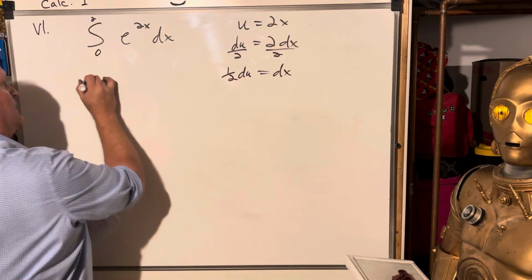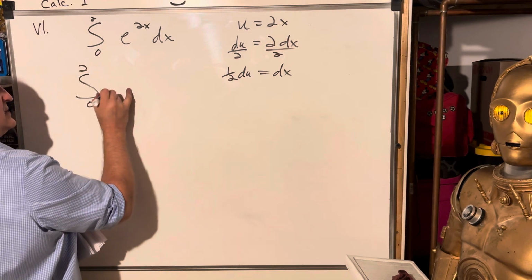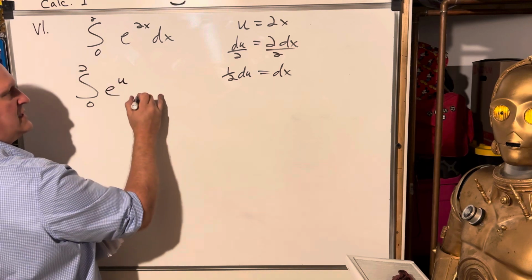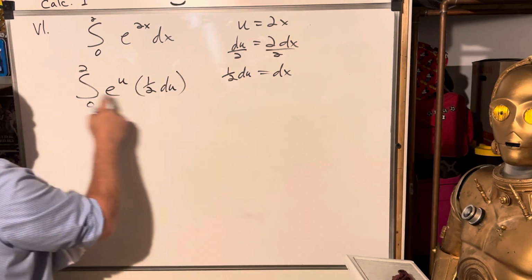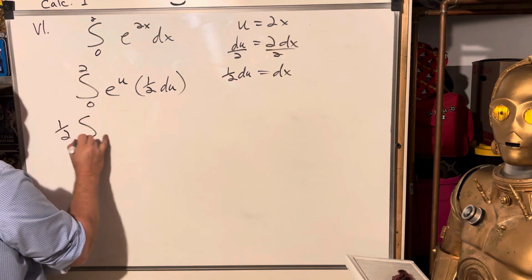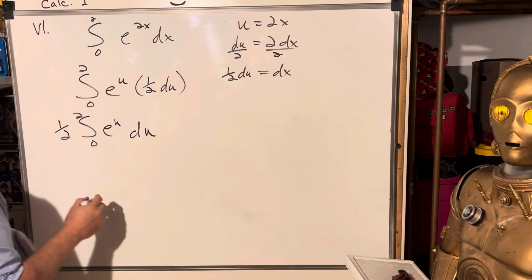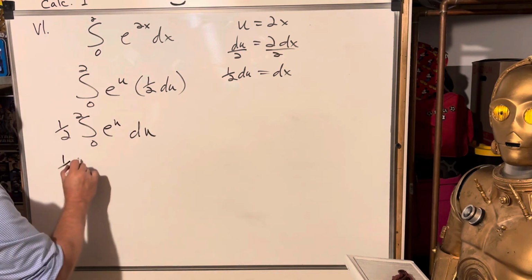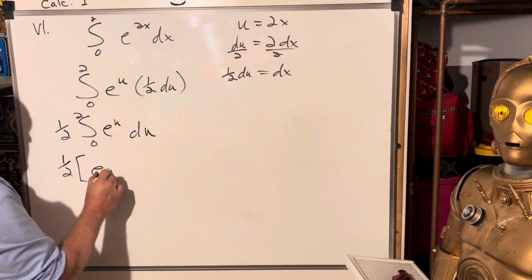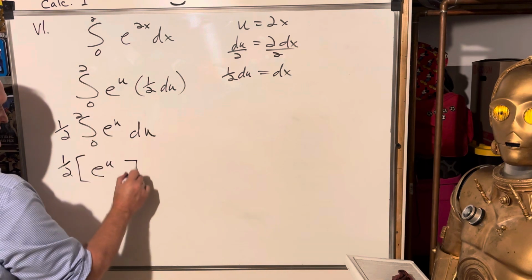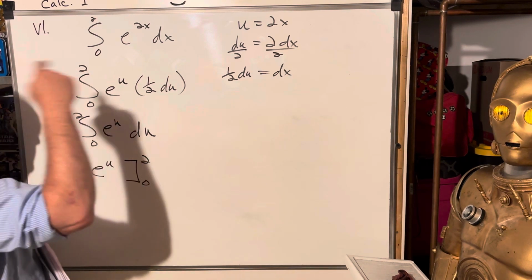And now we can take our definite integral and we can substitute a u there, and we can substitute a 1/2 du there, and then the 1/2 will go out in front. 0 to 2, e to the u du, and then 1/2 times e to the u, and now there's no plus c anymore. That's from 0 to 2. And we got to put the x back in there.